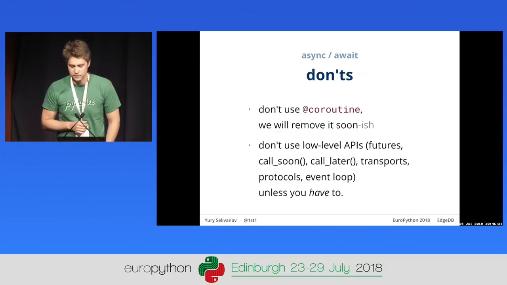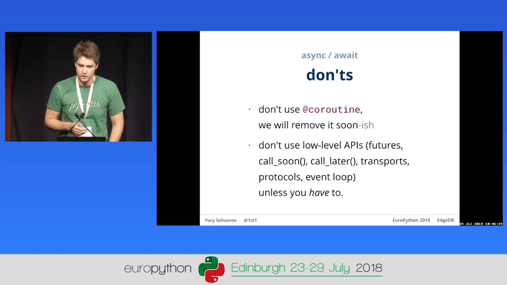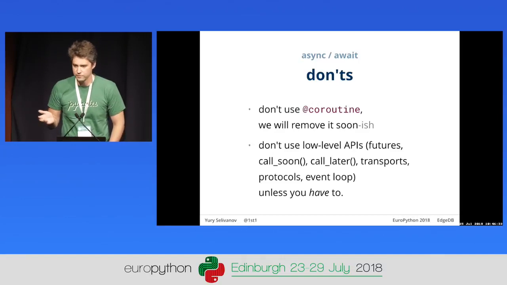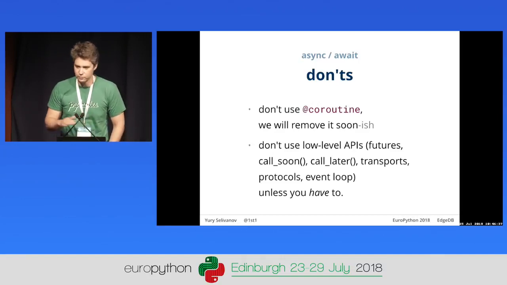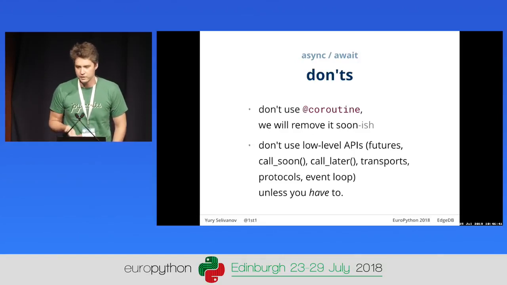And just a couple of don'ts. Don't use the coroutine decorator. Don't use yield from. We'll just deprecate it in Python 3.8 and remove it in 3.8 or 3.9 or maybe Python 4. We'll just remove this whole legacy thing forever. And again, don't use low level APIs. You don't really need them.